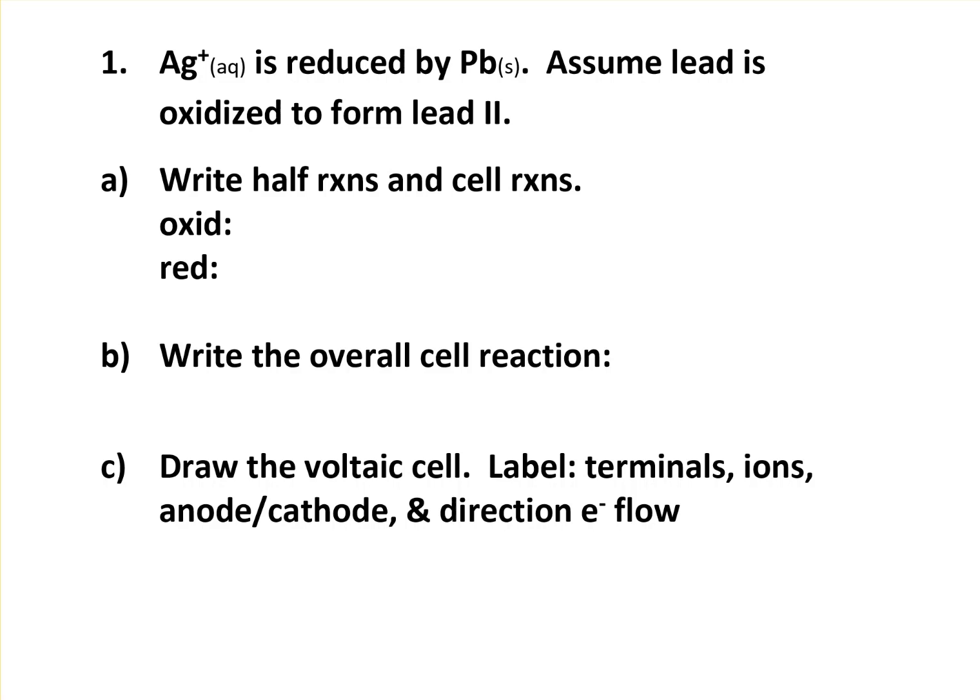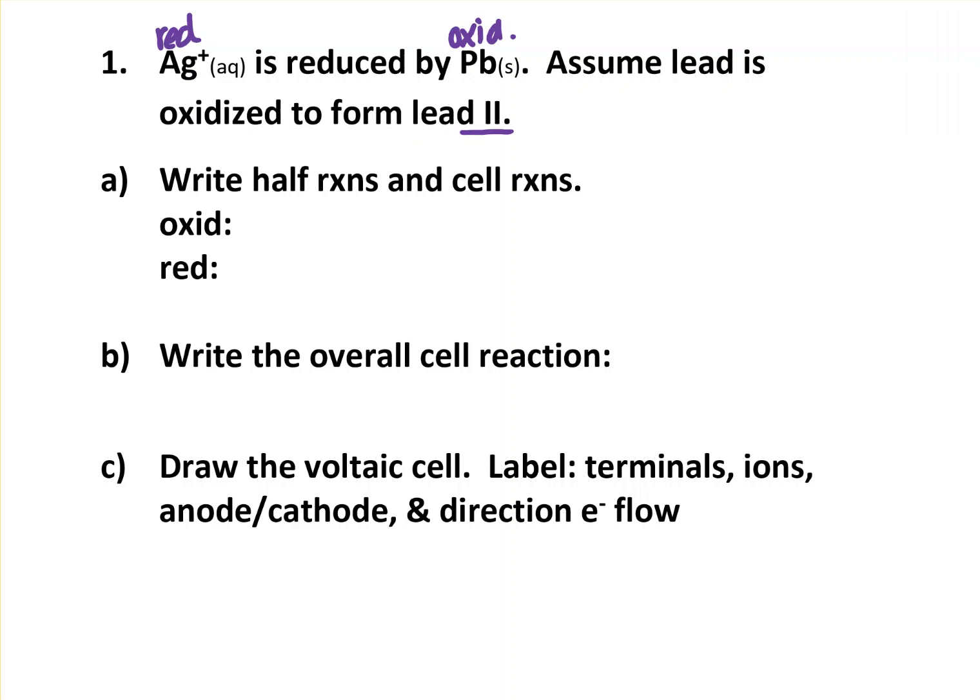Put together what we've learned about voltaic cells. So we're going to start with what our reaction involves. We have silver being reduced and lead, since it is reducing the silver, it itself is being oxidized. Okay, and then we're going to assume it's oxidized to lead 2+ and not lead 4+.